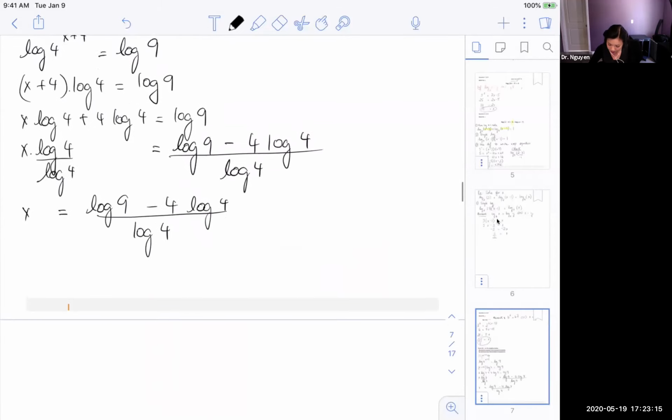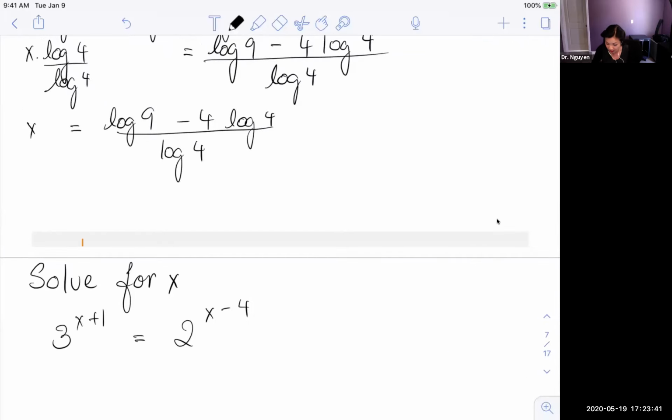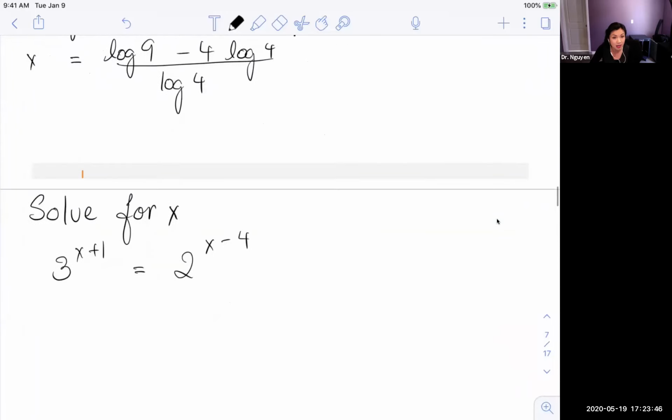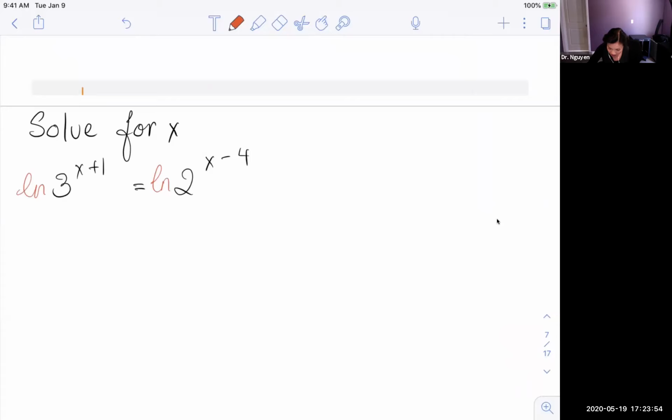Let's say this is a new problem. Solve for x. So I have 3 to the x plus 1 equals 2 to the x minus 4. Okay, as you can see, 3 and 2, there's no way we can rewrite to make it into the same base. So what can we do? We can apply log or ln. This time, let me just apply ln. It's exactly the same. Just like the previous problem, you can move the power to the front. So we have x plus 1 times ln 3 equals x minus 4 times ln 2. Now I'm going to distribute.